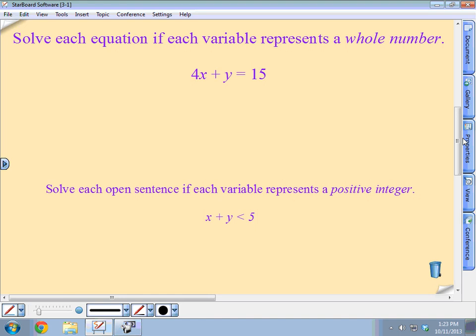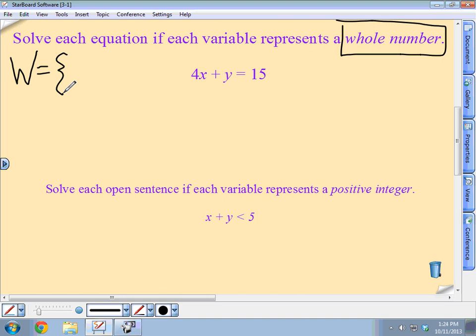Solve each equation if each variable represents a whole number. So you want to pick values here. I guess to answer that, when it tells you the whole number, the first thing you need to know, make sure we're all aware of, is what are the whole numbers. That's probably a review, but what is the set of whole numbers? Who can tell me? What's a whole number?